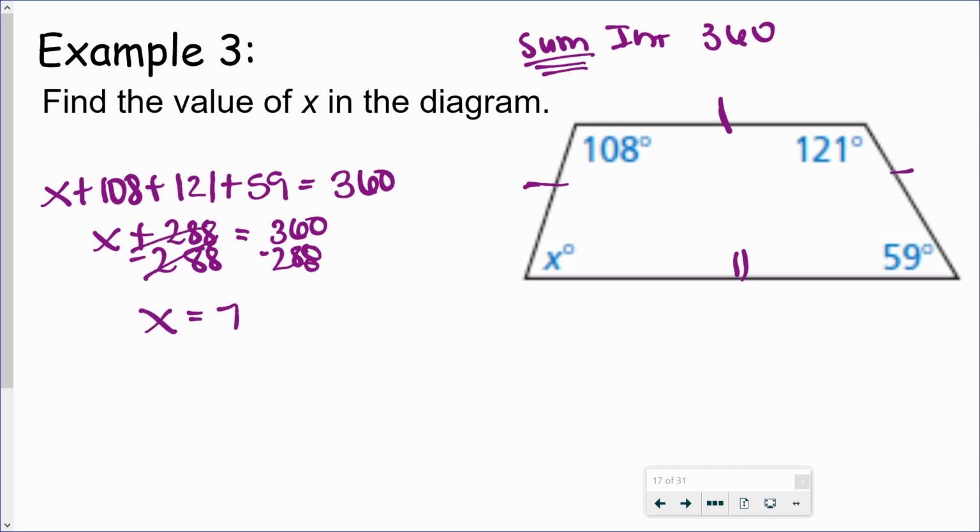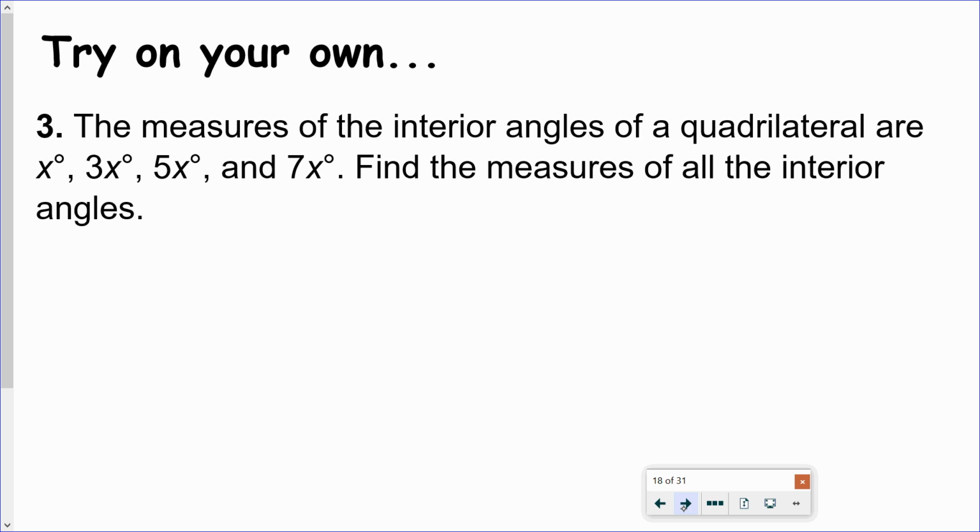X equals 72 degrees. We're trying to find this missing angle based off of the other ones that were given. 72 is the only measure that can be left there. So go ahead and try this one on your own.